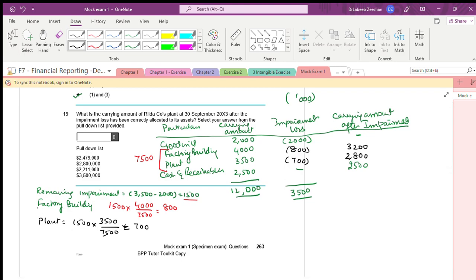What are they asking us? They are asking what is the carrying amount of the plant as on 30th September. The carrying value of the plant as on 30th September is 2800. That is the answer.